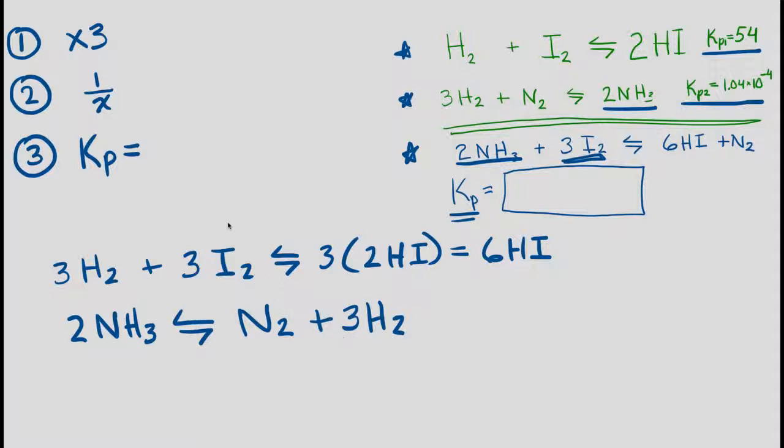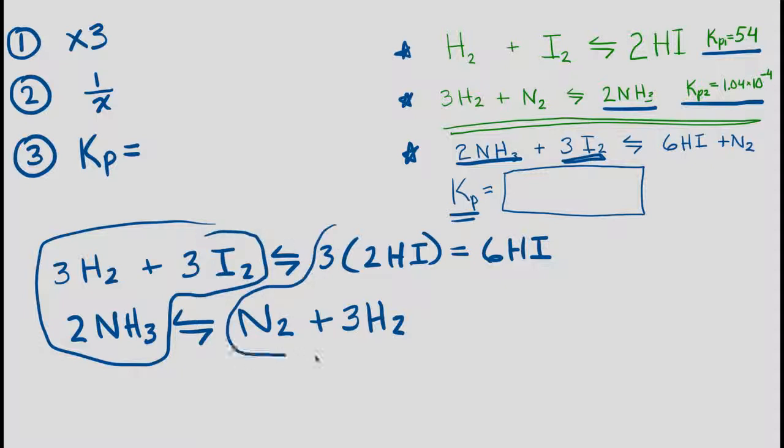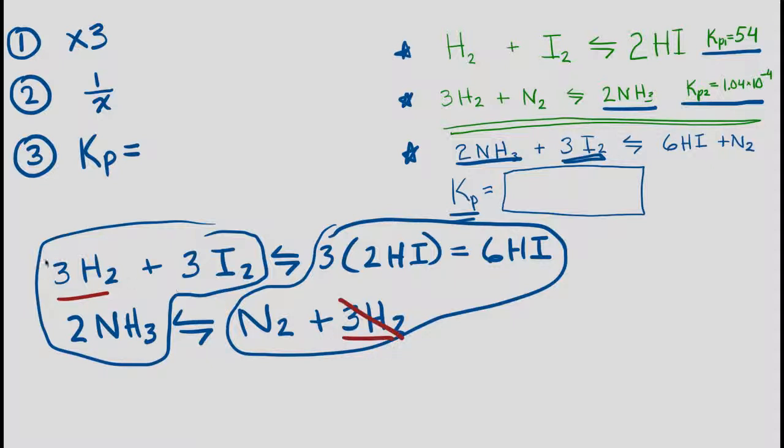Now we're going to add up these guys and these guys. So basically what we're doing is we add up everything to give us one equation. Before we add them up, let's see if we can cancel anything out. There's 3 H2s here and there's 3 H2s there, so let's get rid of them. And that is it.